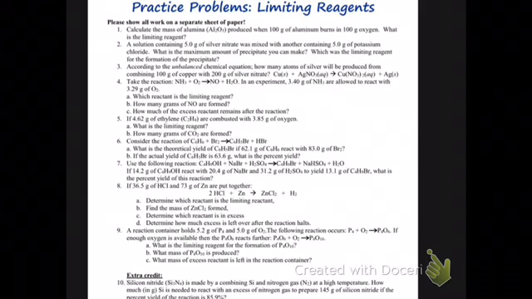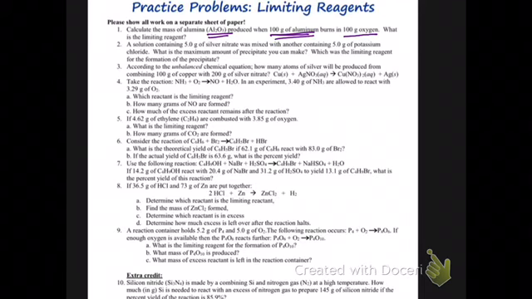All right, so it looks like on the first problem, it wants you to calculate the mass of alumina produced when you have 100 grams of aluminum burning in 100 grams of oxygen. And then it says, what is the limiting reagent? So it looks like aluminum is burning in the presence of oxygen, and you have to figure out what the balanced reaction is. Obviously, we can't do any stoichiometry without looking at the balanced reaction.